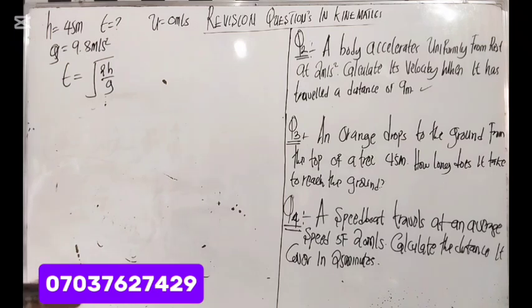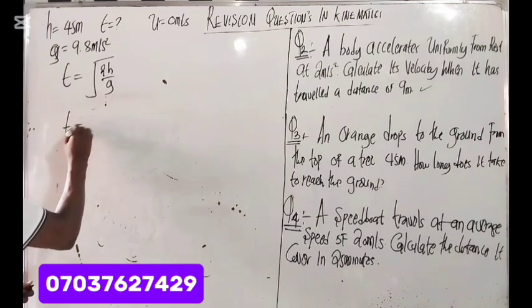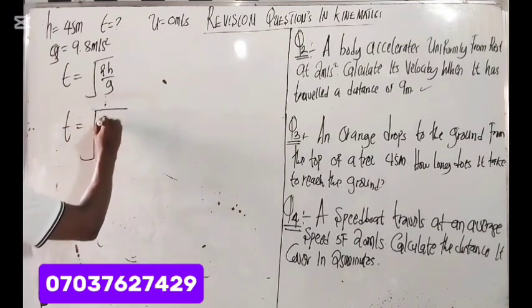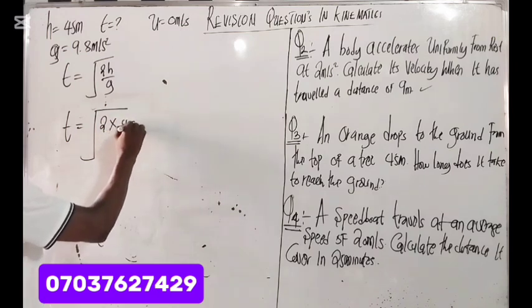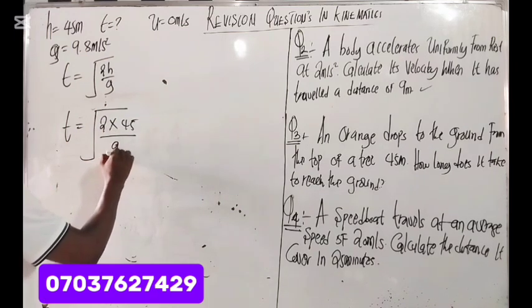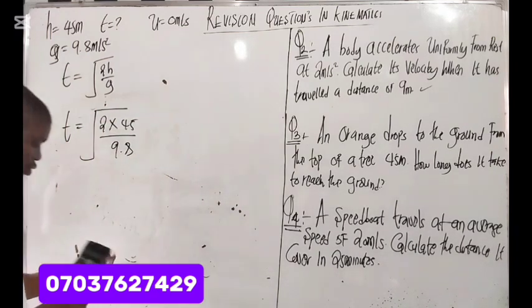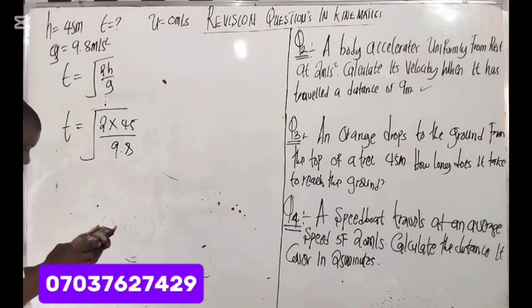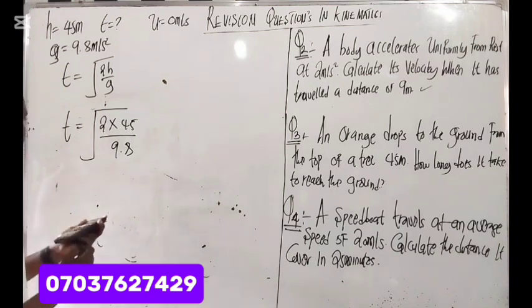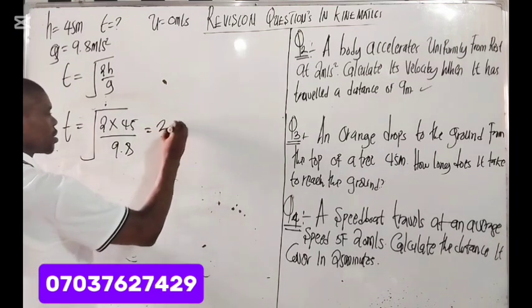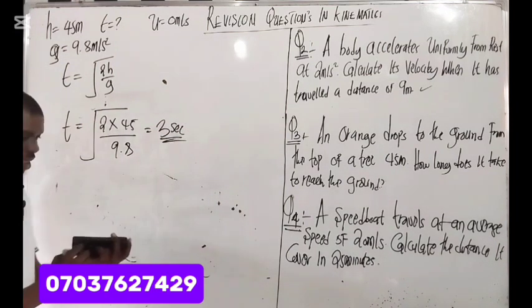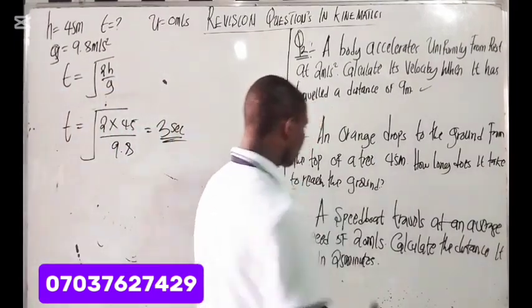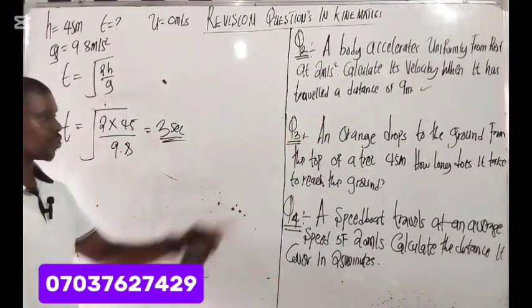So now let's input our values here. t equals the square root of 2 times my h, which is 45, over 9.8. So what will be the answer here? 2 times 45 divided by 9.8, square root. So it's going to be 3. So it's 3 seconds. That is the answer here. That was question 3.